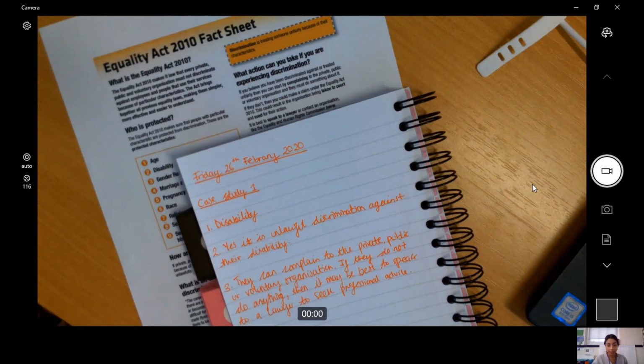So this is what I recommended to the person to do because of the discrimination they have received. I would say that they should complain to the private or public or voluntary organisation. If they don't do anything, then it's best to speak to a lawyer. A lawyer is someone that is educated in their field, so they will be able to help this person with the law and help them find justice. And hopefully this person does end up getting a lift in their school, because no one should be discriminated against because of their disability. So you have 2 case studies to answer now. So I'm just going to show you your case studies.